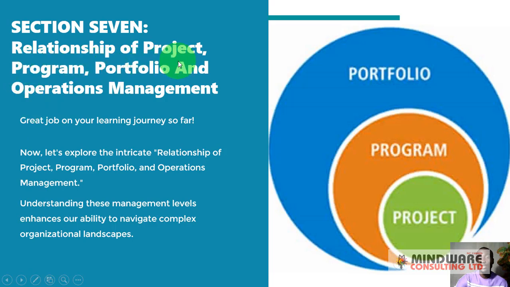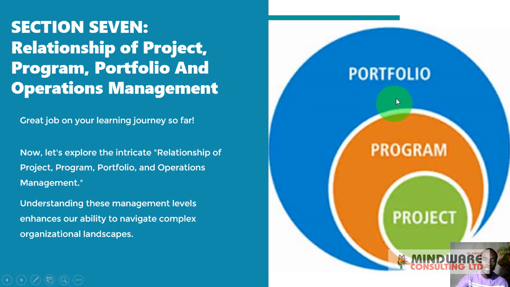Now, this is really very important, because when you understand that in an organization there are levels of management, it will help you to be able to navigate the complexities of the landscape within that organization. All right, so the things we're going to be discussing today: the project, the program, the portfolio, and the operations management. These are different aspects of management, or you can say they are different levels of management.